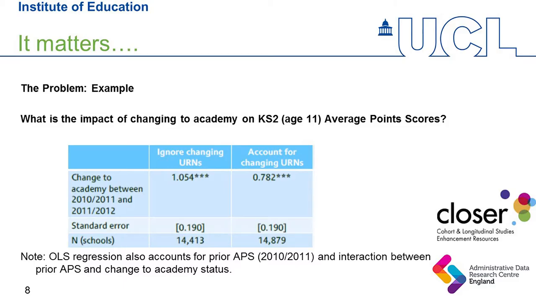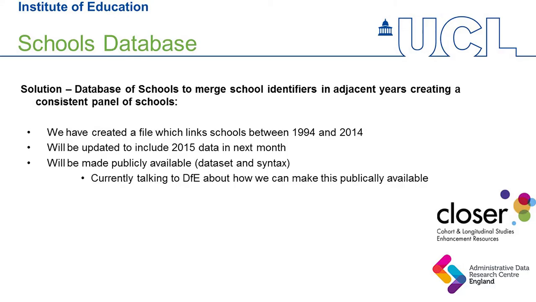And every year, this is just looking at 2012 and 2013, there were about 13% of schools whose URN we couldn't match up between one year and another, either because it changed, they closed, or they opened. So there is a big problem every year. Okay. And it makes a difference to your analysis. Here we've just used NPD data to look at the impact of changing to an academy between 2010-11 and 2011-12 on outcomes at Key Stage 2. And if you don't correctly take into account changes to URNs, you basically estimate the wrong effect of changing to an academy. This is just a very simplistic example, but it shows it really matters getting this right, particularly if you're doing analysis around schools.